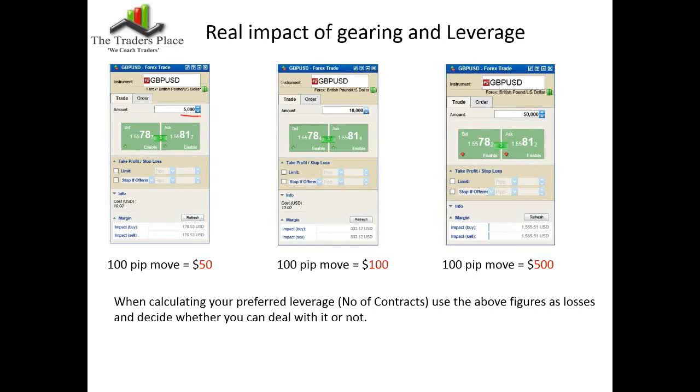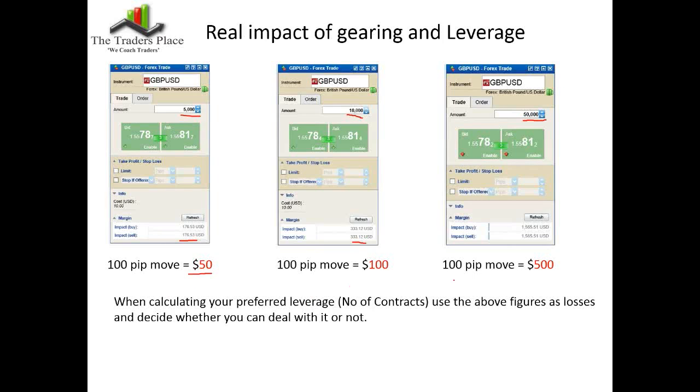For 5,000 pounds, I'll just change it to pounds here, you're going to make or lose $50. Your margin requirement is only $176 for 5,000 pounds exposure. Then for 10,000 pounds exposure, you're going to pay $333. Remember, that's including cost. And then for a bigger order, you've got 50,000 pounds, and you're going to pay $1,500 in margin requirement for that.